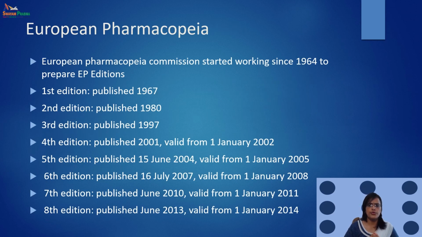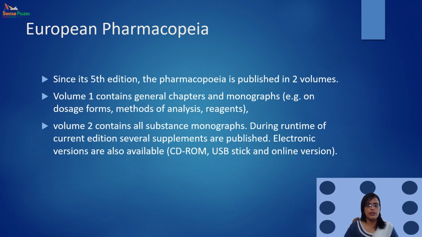Now moving to European Pharmacopeia. The European Pharmacopeia Commission started working in 1964 to prepare the European Pharmacopeia editions. You can look at the slide about the different editions of European Pharmacopeia. Since its 5th edition, the Pharmacopeia is published in 2 volumes. Volume 1 contains general chapters and monographs, and volume 2 contains all substance monographs. During the runtime of the current edition, several supplements are published. So it was about the European Pharmacopeia.